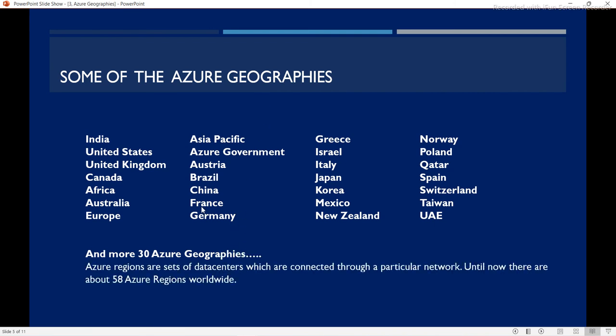Azure regions are a set of data centers which are connected through a particular network. Until now there are about 58 Azure regions worldwide.